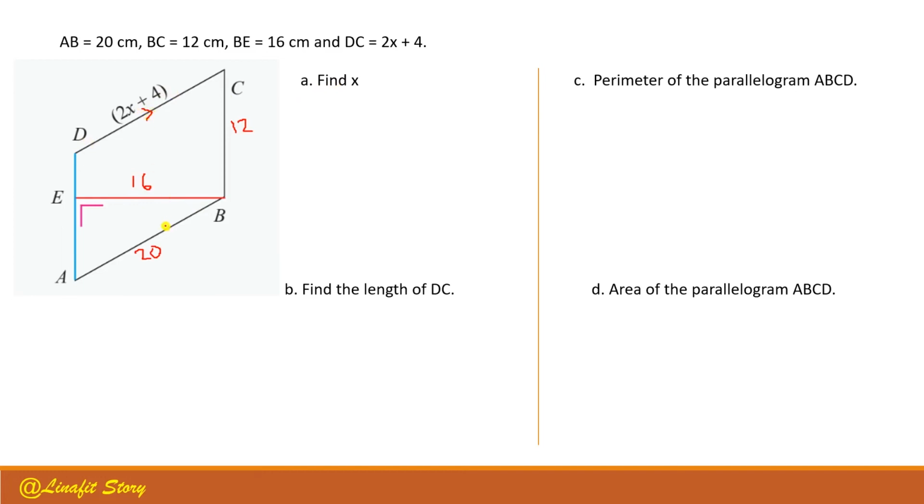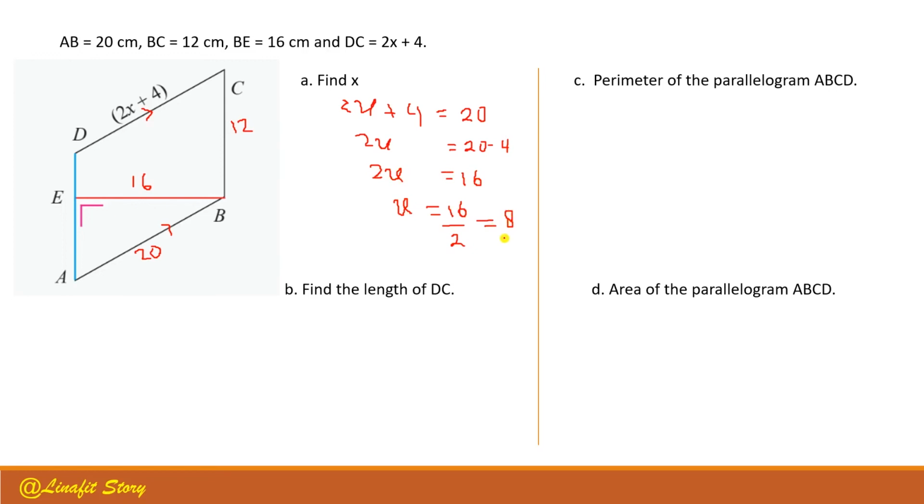DC is parallel to AD. So 2x plus 4 is equal to 20. 2x is equal to 20 minus 4. 2x is equal to 16. So x is equal to 16 divided by 2 is equal to 8.